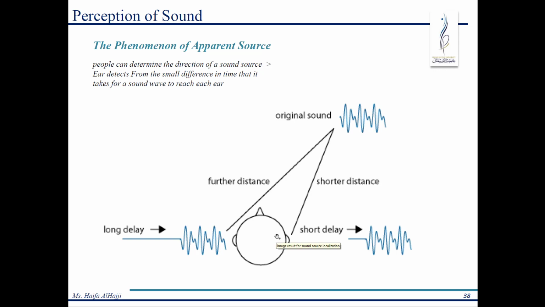Our ears will actually calculate this small delay, and by calculating this small delay they will tell you, okay, I heard the sound first on the right ear. This means the sound source is closer to the right ear than the left ear. So the sound source is on the right. So this is the phenomenon of apparent source. Our ears will find the difference in times where the sound will reach our ears and find if they are identical or there's a difference. If they are identical, it means the sound is either in the center, in the front, or in the back.